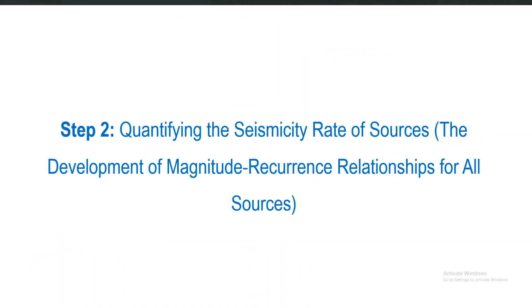The second step is, once you have already identified the seismic sources or delineated the seismic source zones, to quantify the seismicity rate of each of those sources. In order to model them, you have to quantify their seismicity rate: how active those sources are, and how frequently you can expect earthquakes in future from those sources. We will quantify their seismicity rates by constructing a curve for each seismic source, and that curve or relationship is called the magnitude recurrence relationship.